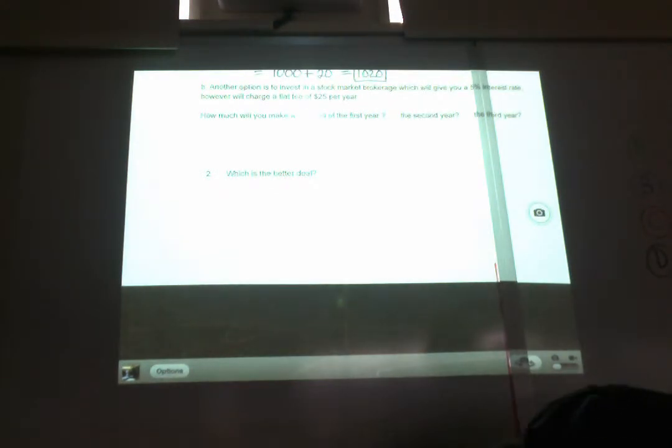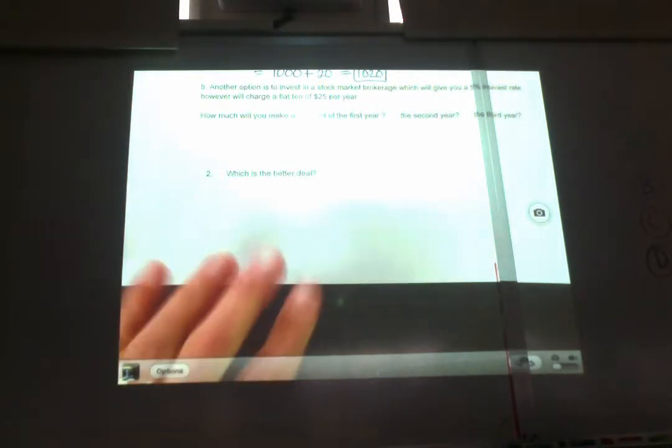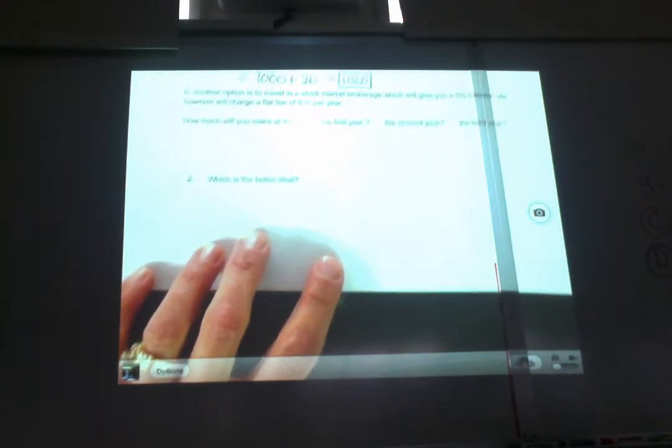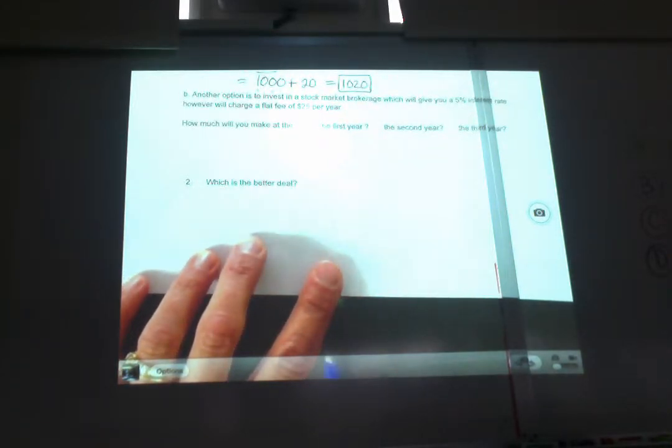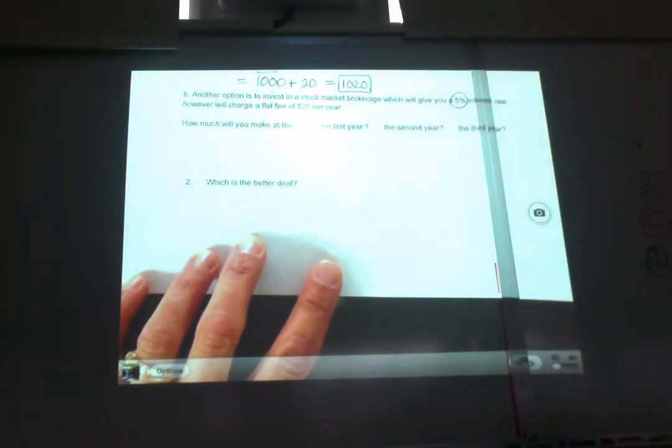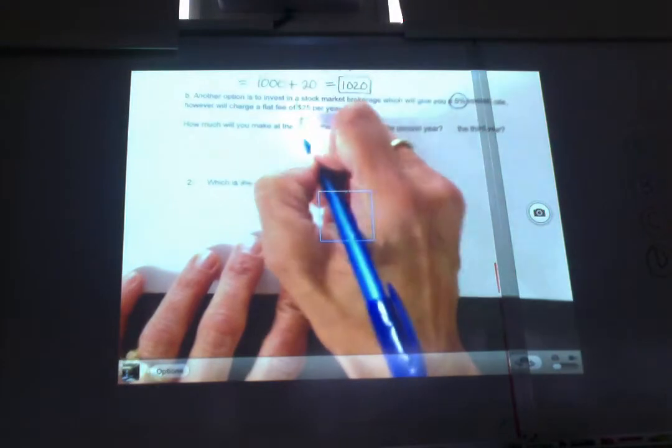Okay, so another option is the stock market. Jerry, could you read about the stock market for us? Another option is to invest in a stock market brokerage, which will give you a 5% interest rate. However, it will charge a flat fee of $25 a year.